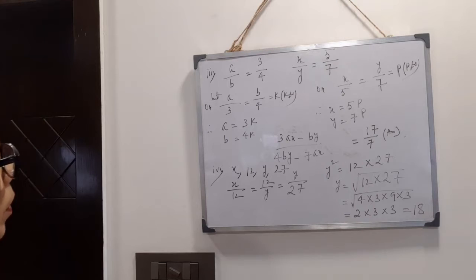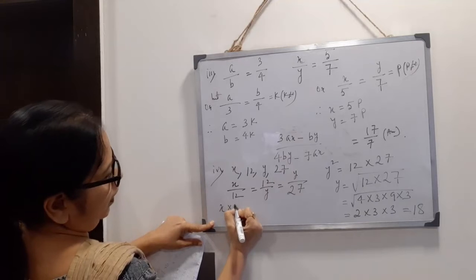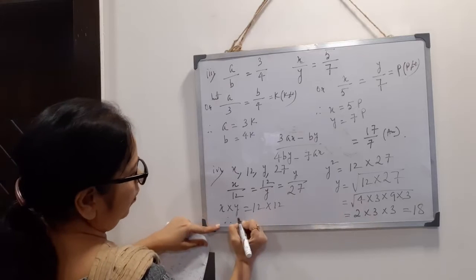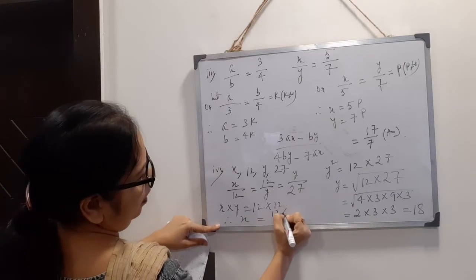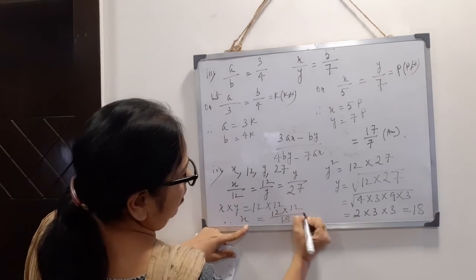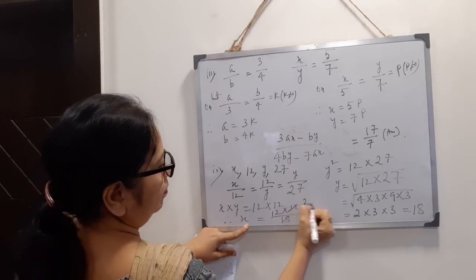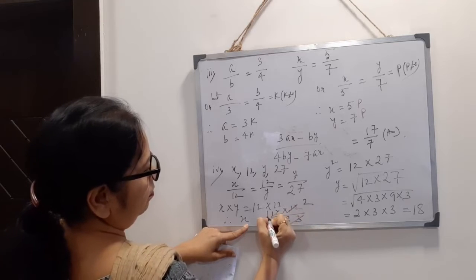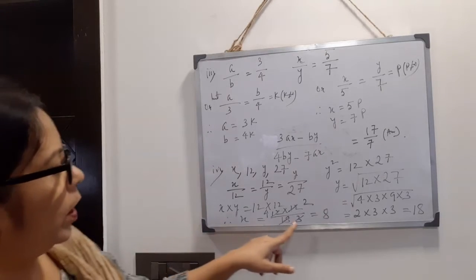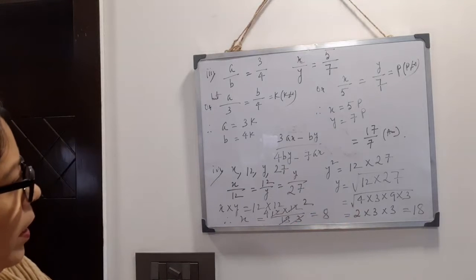Clear? Now from here what can we write? X into y equals 12 into 12. We have got the value of y, so x is becoming 12 into 12 by y, that is 18. Now cancel by 6 and here 4, so 8. So values of x and y are coming 8 and 18. Clear? This is your final answer.